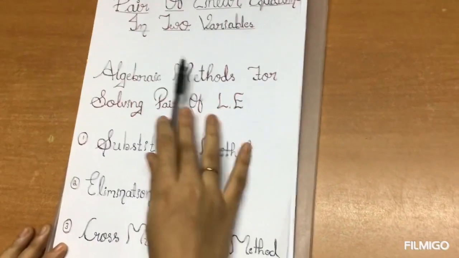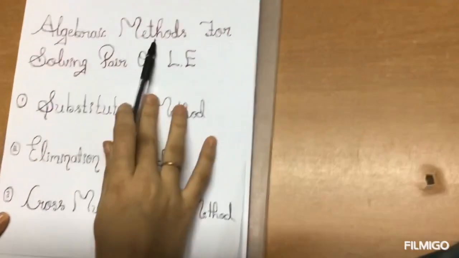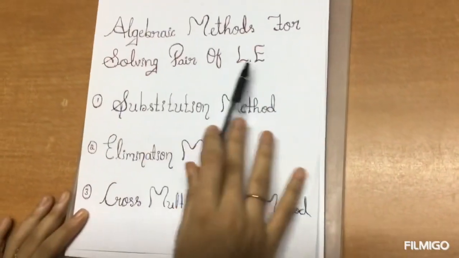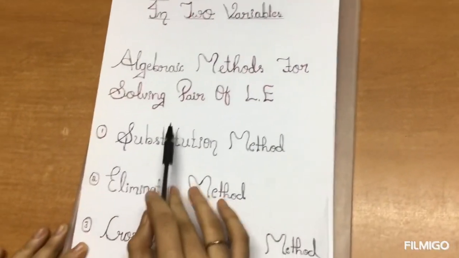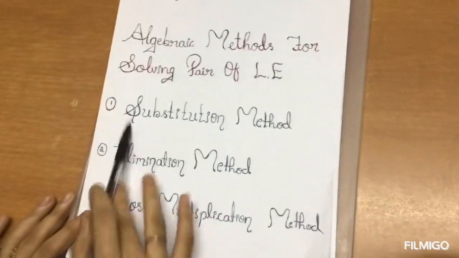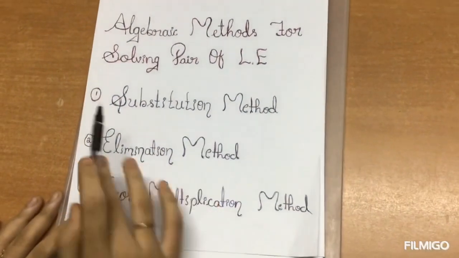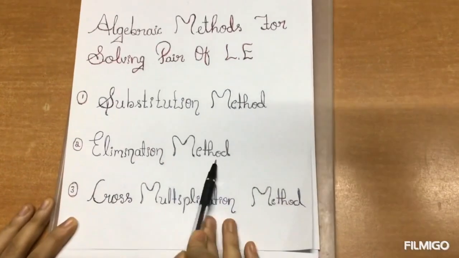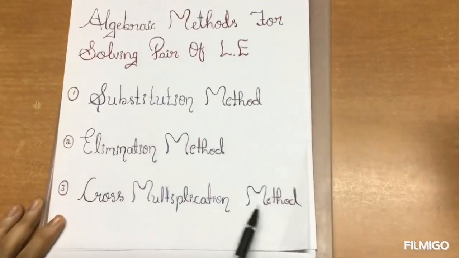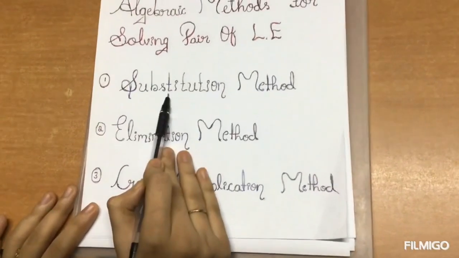In this part, we are going to learn about the algebraic methods for solving a pair of linear equations. In this video, we will see that there are three methods to solve a pair of linear equations. The first method is the substitution method and the second one is the elimination method. The third one is the cross multiplication method. Now we move to the substitution method.